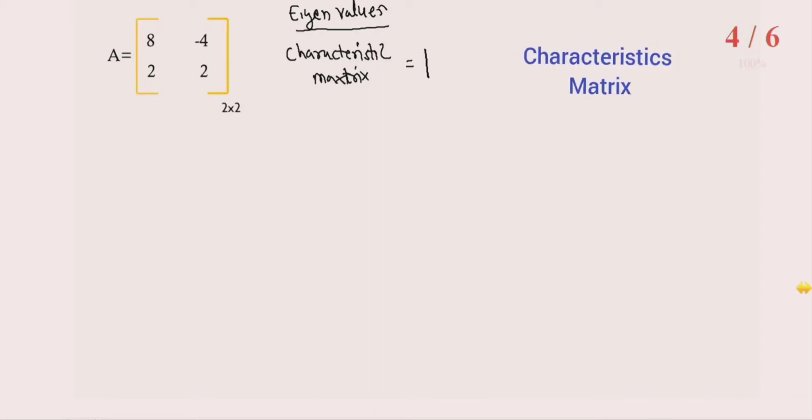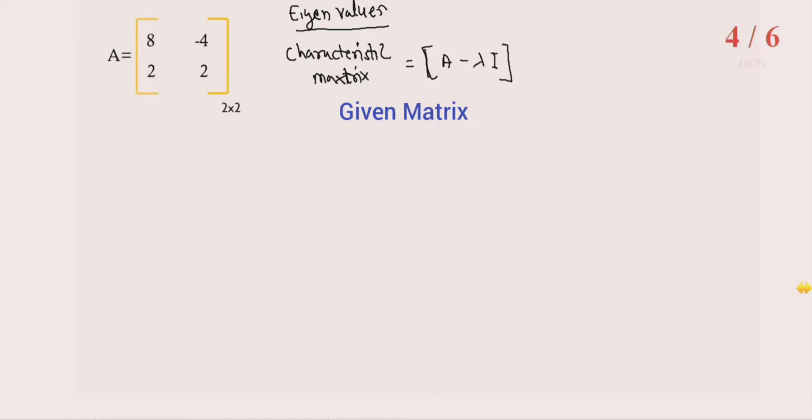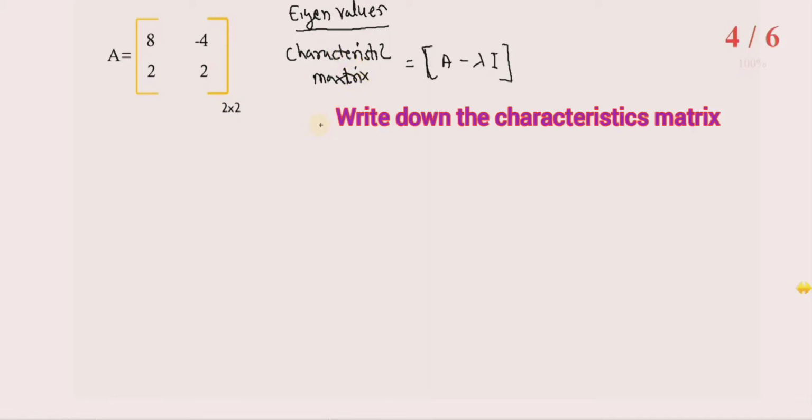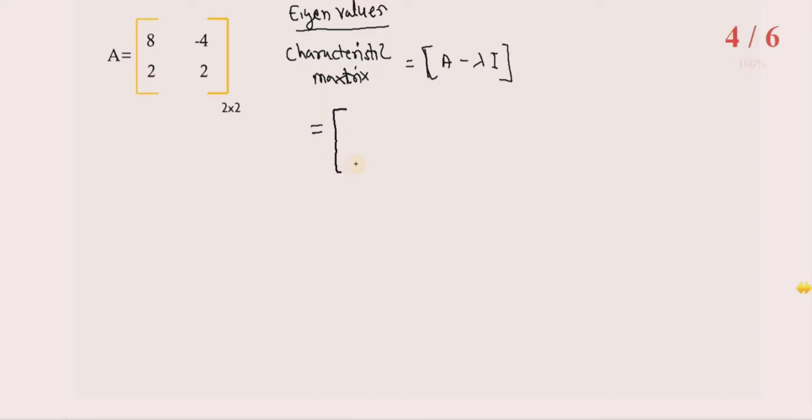What is that? Matrix A minus lambda I, where A is the given matrix, lambda is a constant and I is an identity matrix. So now for this matrix, to find the eigenvalues, we are going to write down the characteristic matrix. So we have A minus lambda I.